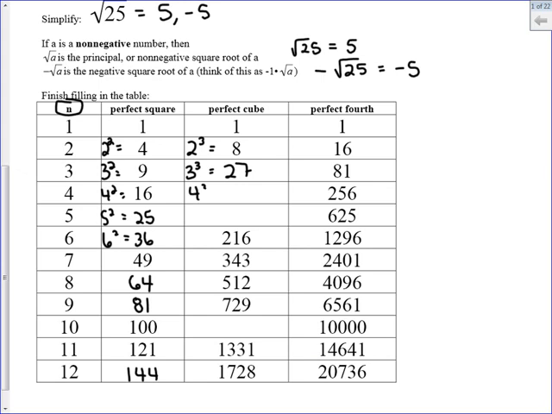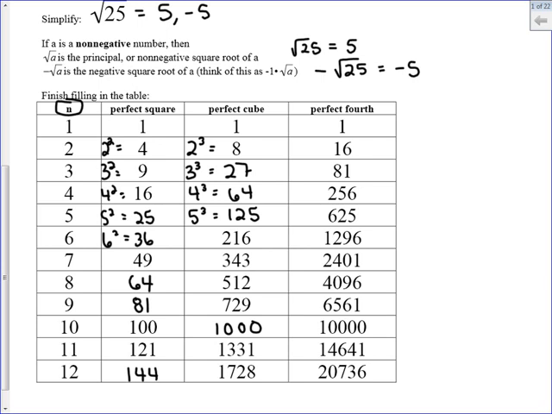Next would be 3 to the third power, which is 27. 4 to the third power, 64. And if you don't know how to raise numbers to powers on your calculator, I'd be happy to show you that. 5 to the third power, 125. 6 to the third power, 7 to the third power. A bunch of those are already filled out for you. 10 to the third power is 1,000. You get the idea there.